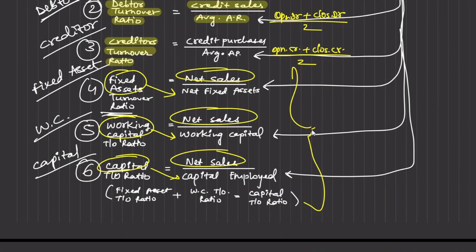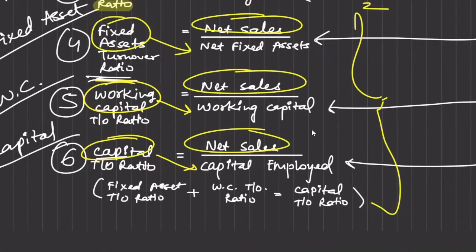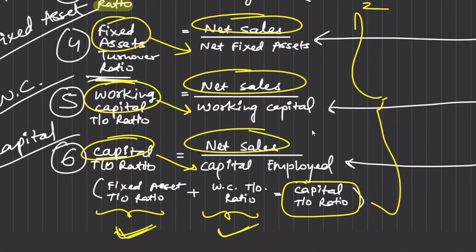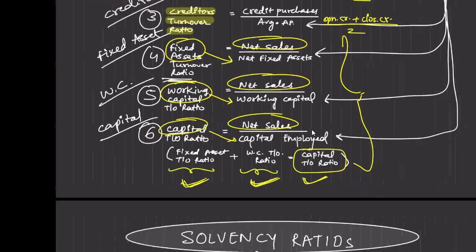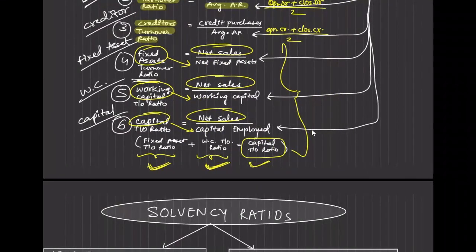Okay, and we have one more formula, that your capital turnover ratio is nothing but your fixed capital plus working capital. So if you have been given the fixed asset turnover ratio and the working capital turnover ratio, you can find out the capital turnover ratio as well. So if I say the fixed asset turnover ratio is 10 times, working capital turnover ratio is 14 times, so capital turnover ratio would be 14 times.